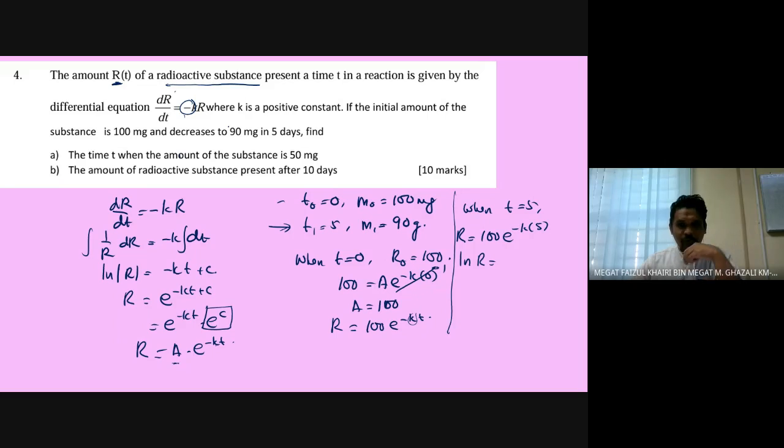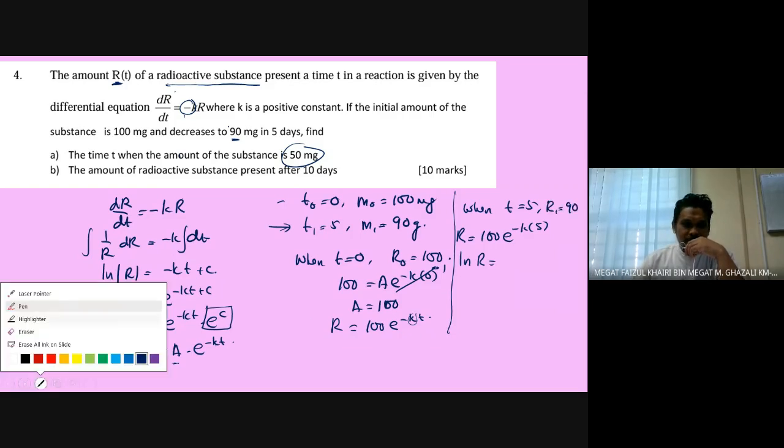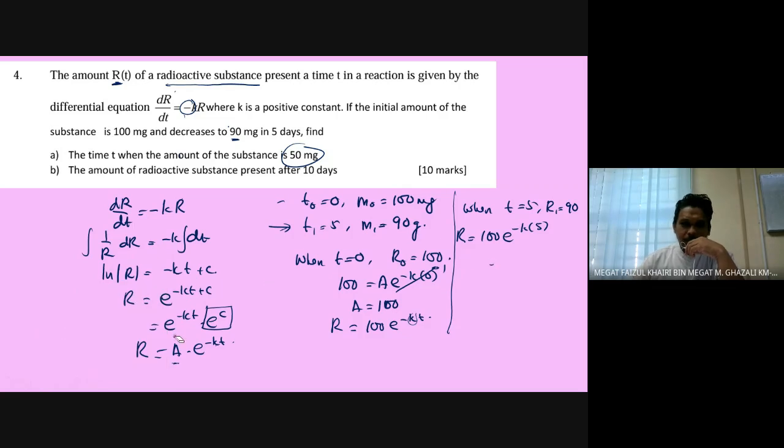When R equals 50, okay. The time when the substance is 50 milligram. Oh, no, before that, the first one here, 90. When T equals 5 and R equals 90, sorry, it is 90 milligram equal to 100 e power of negative 5k.